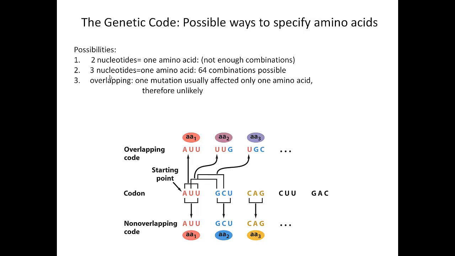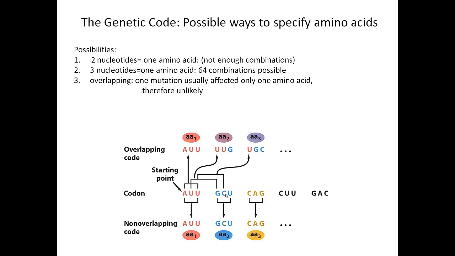Another possibility that people considered for a little while is that it could be an overlapping code. What I mean by overlapping code is illustrated here. If you start at the beginning, the first codon may be these 3 bases, AUU, and that may code for amino acid 1. Then if you just slide down 1, the next 3 bases are UUG, and this might code for the next one. The next one would be UGC, etc.